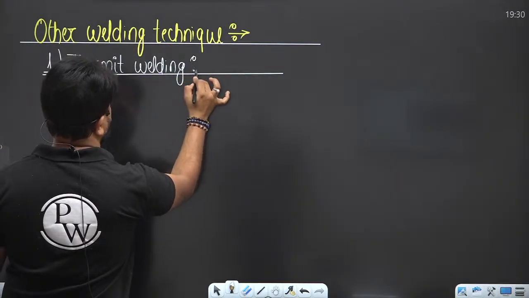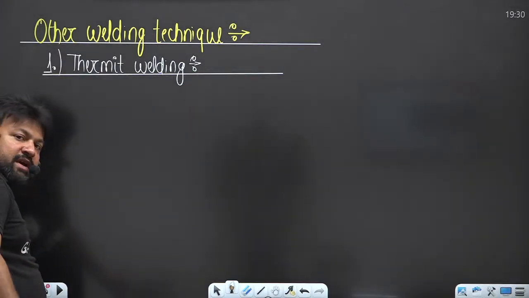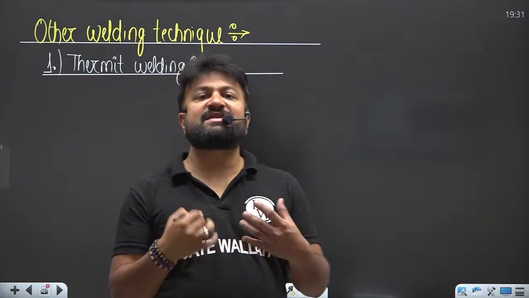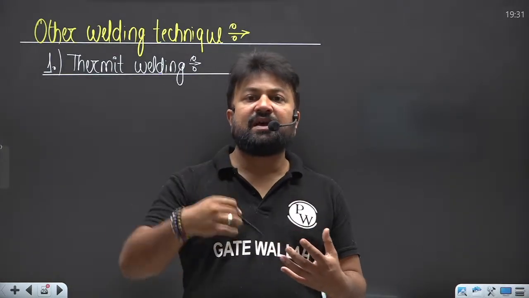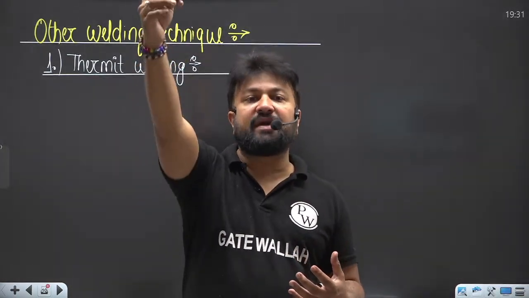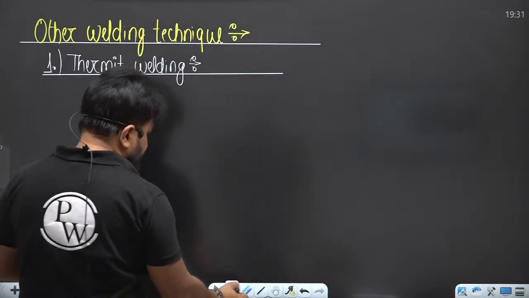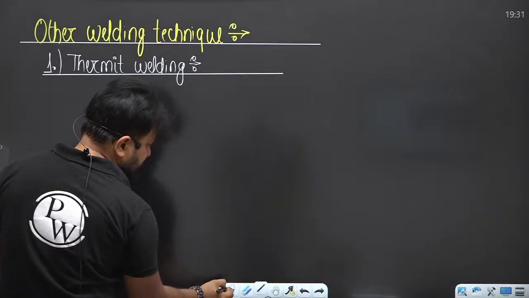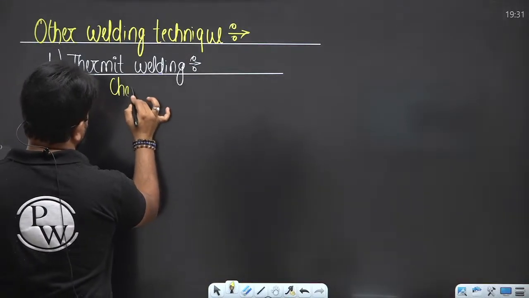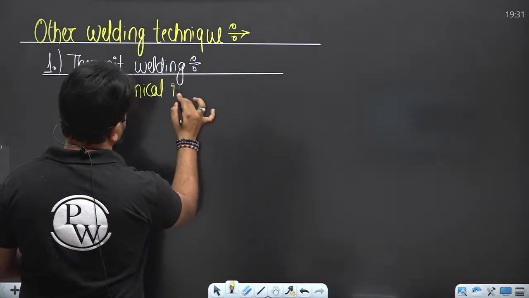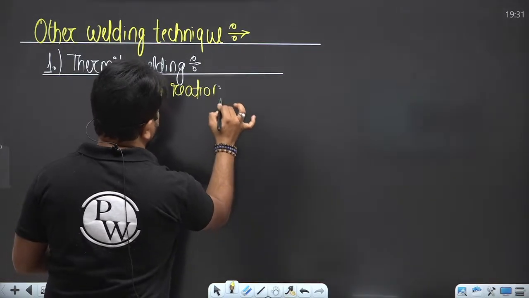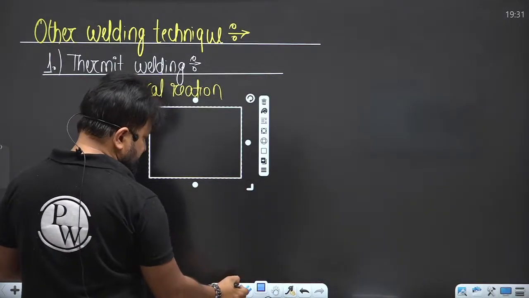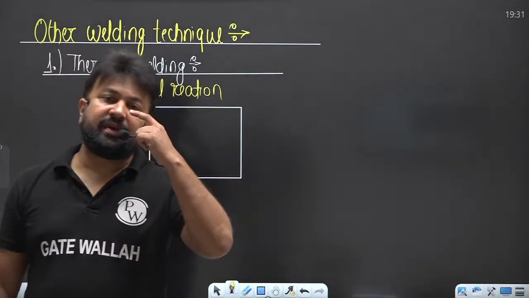Now, in thermit welding, what we do, my dear? Basically, heating and coalescence is by superheated molten metal, which is obtained from a chemical reaction, right? There will be a chemical reaction. Basically, there is a box, and in that box, chemical reaction is going to happen.